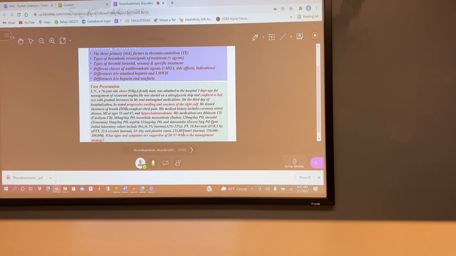So the question is, what are the signs and symptoms that are suggesting to Mr. Ellen that he has deep venous thrombosis? And we have identified that mainly there is a progressive swelling and soreness of the right calf. That's what you see mainly. And then, what would be the management strategy? And that's what we go into in this part of the lecture.